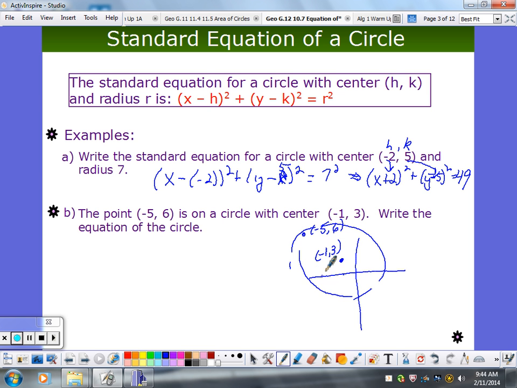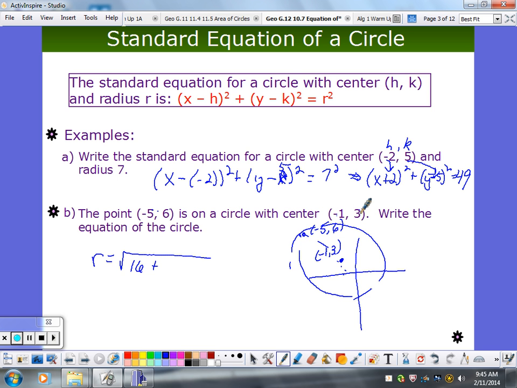I can't do that. So I really need to find r, because x minus h squared plus y minus k squared is r squared. How can I find r? R is the distance from here to here, right? So how do I do that? R equals what? What's the distance between negative 5 and negative 1? 4, and I square that. And I'm just using the Pythagorean theorem again, my distance formula.